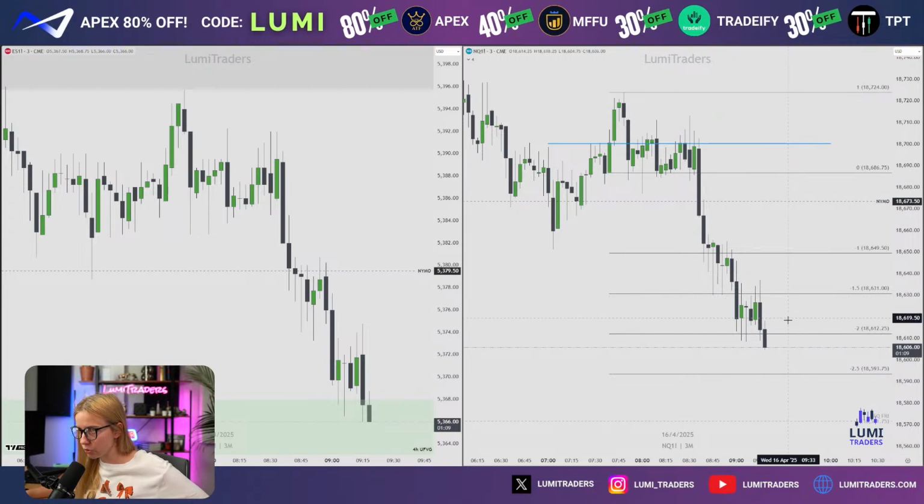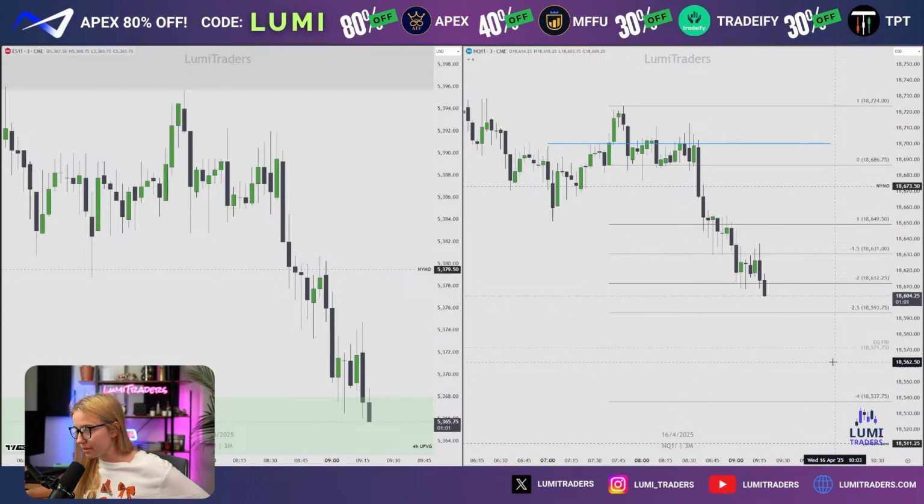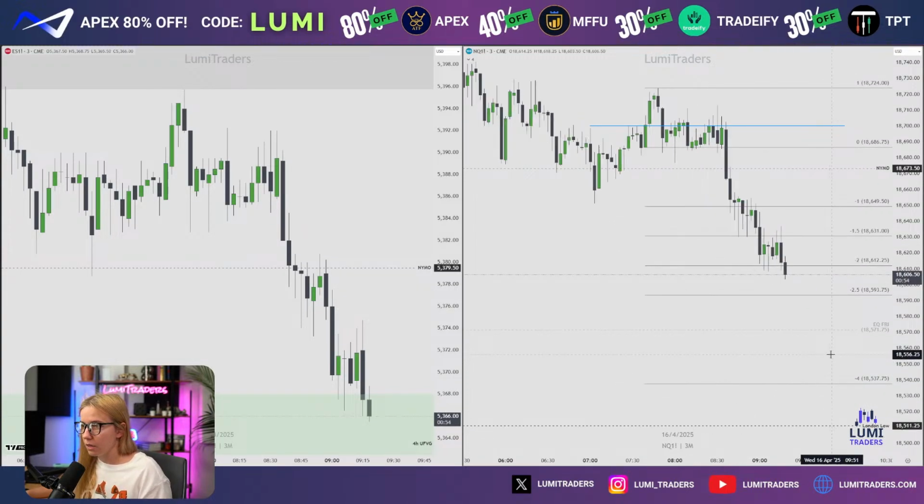So I would like to look for the range between 2 and 2.5 as the first level that I would like to aim for, and the second level is going to be a test of equilibrium Friday range, and the final level is going to be the fourth standard deviation. That's the plan. Not a plan. It's like a short idea, which is already playing right now.